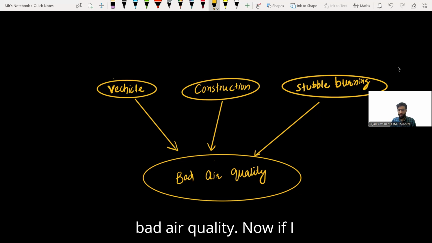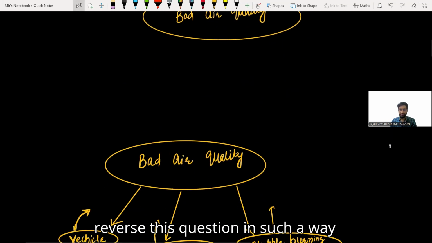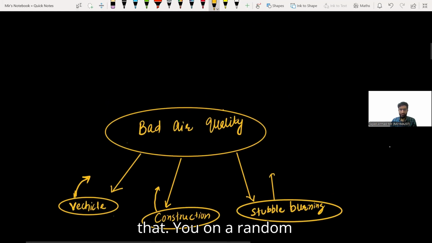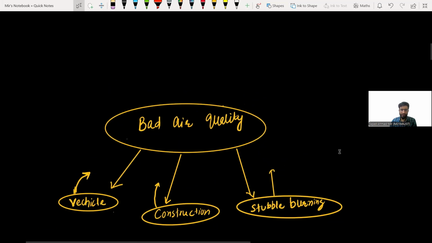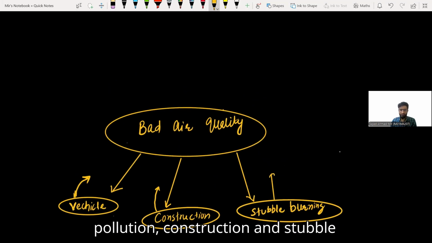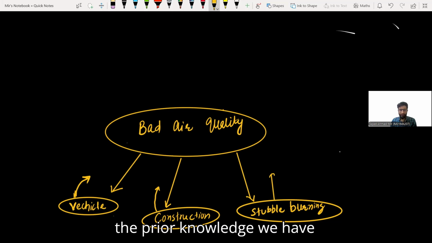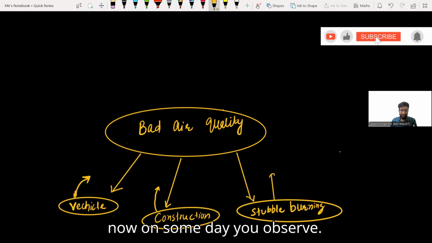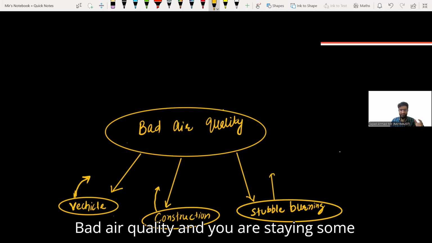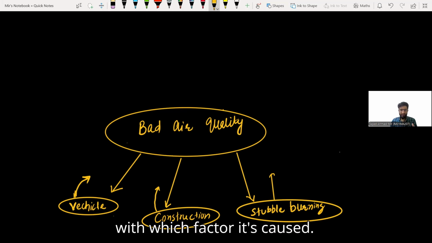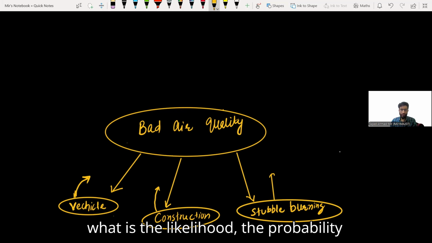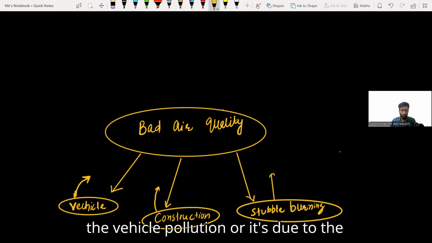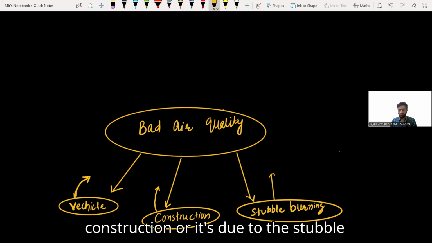bad air quality. Now, if I reverse this question in such a way that on a random day you observe bad air quality. You have some prior knowledge that the factors affecting the air quality are vehicular pollution, construction, and stubble burning. And the proportion of each of these variables is the prior knowledge we have. Now, on some day you observe bad air quality and you don't know which factor it's caused by. Your goal here is to identify the likelihood, the probability, that the bad air quality today is due to vehicle pollution, or construction, or stubble burning.